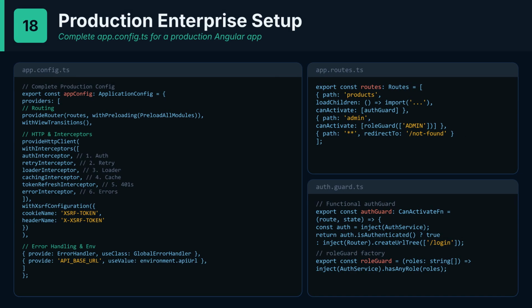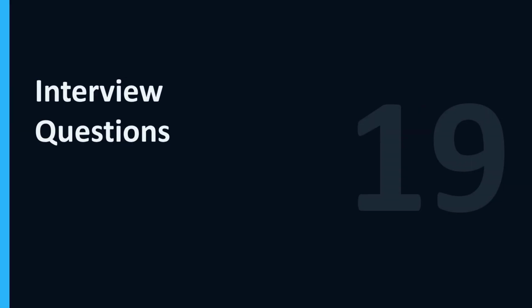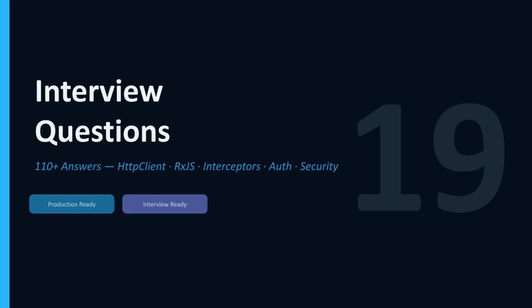This complete production configuration shows the proper setup for app.config.ts. It includes strategic routing with preloading, an organized interceptor pipeline, CSRF configuration, and global error handling, establishing a robust application foundation. We now begin Section 19, Interview Questions. This final section provides key answers on HTTP client, RxJS, interceptors, auth, and security, making sure you are fully prepared for your next Angular interview.